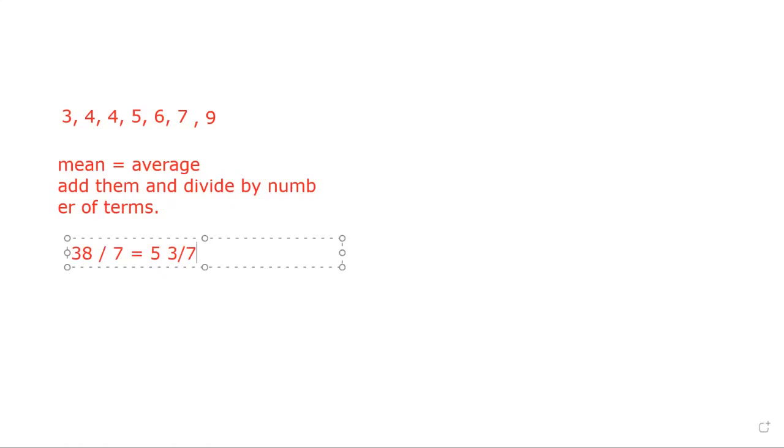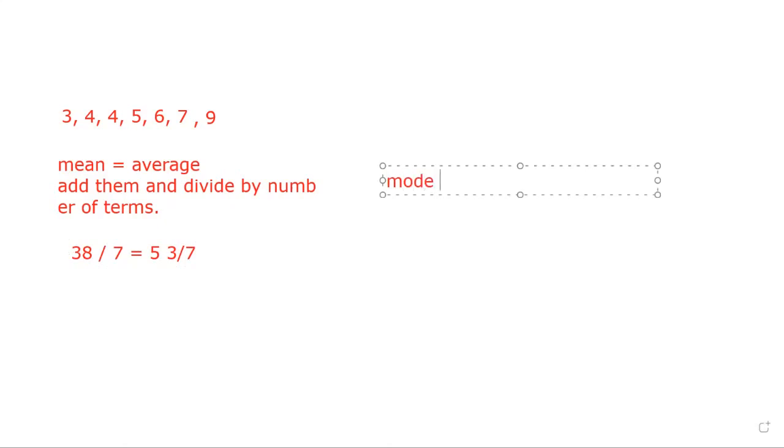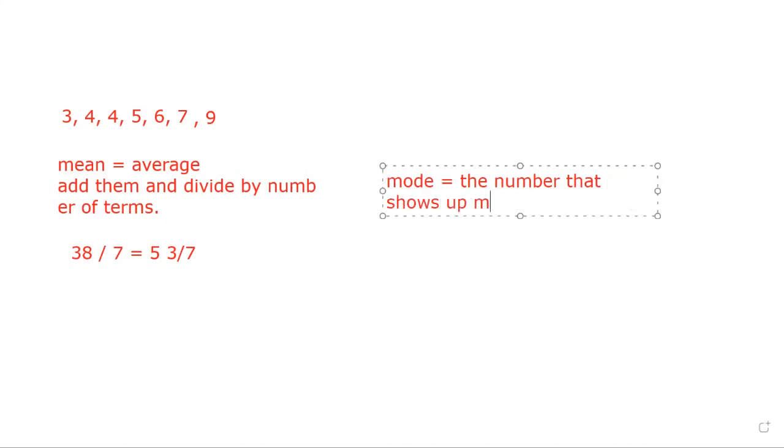Let's say mode. Mode is the number that shows up most frequently. In this case, you see there's 2 4s, so we know it's the number 4.